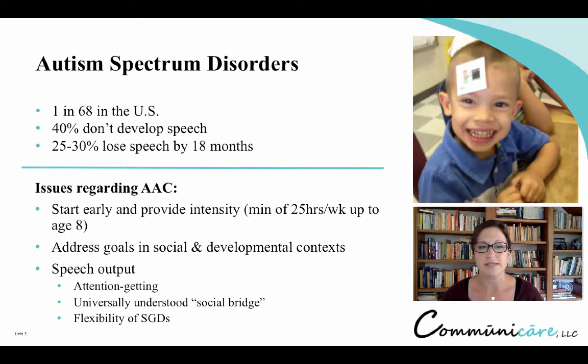And what we found is that speech output, when given to an individual with autism, helps them realize that there's attention getting. They're using a mode of communication that is universally understood. So it's a social bridge with interacting with others. And there's also a flexibility with the speech generating device that can really be customized for that individual and their unique interests, or to help them with specific goals, social and developmental contexts. We can really adjust the AAC system to best meet the needs of an individual with an autism spectrum disorder.